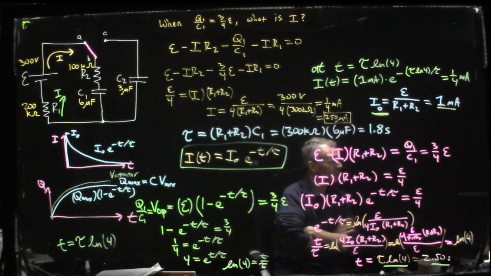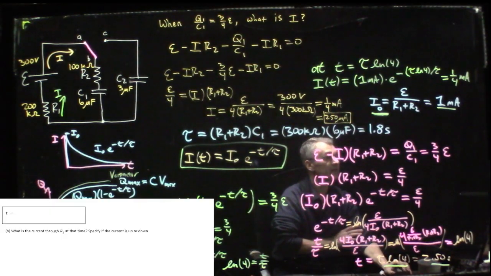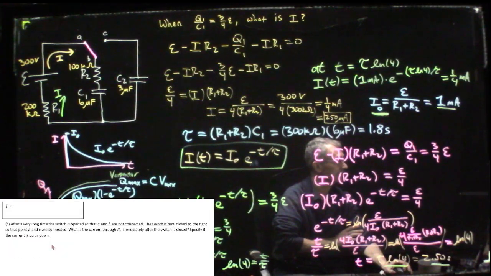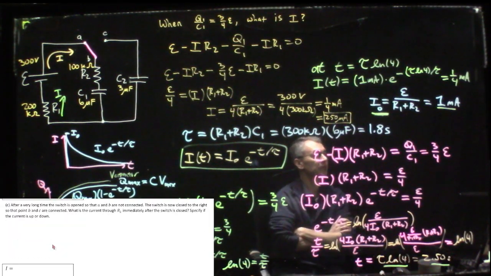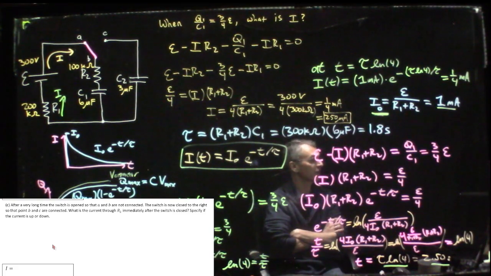Okay, now after a very long time, the switch is open so that A and B are not connected anymore. Okay, you have to figure out what's happening there. And then the switch is closed to the right so that points B and C are connected. What is the current through R2 immediately after the switch is closed?